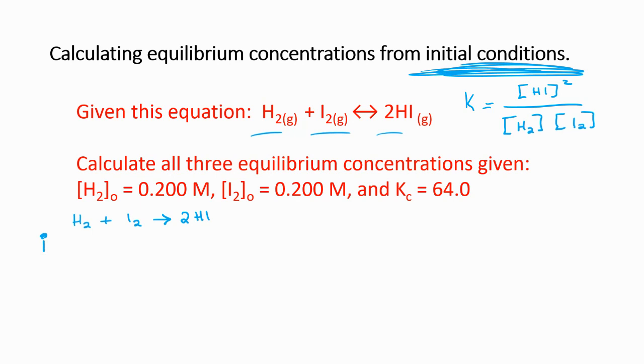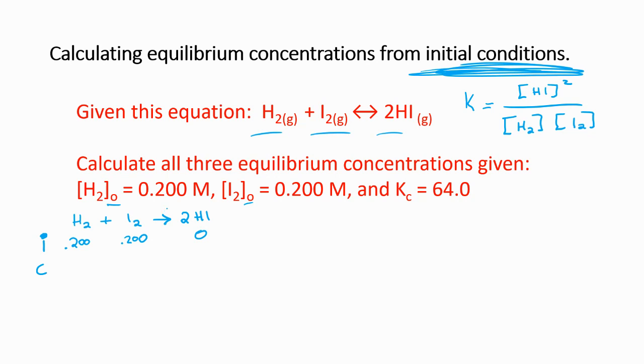An ice table sets out what we call initial conditions. Those are usually given. And so if you look right here, that little zero specifies that those are time zero or initial conditions. And they tell us here we have 0.2 molar H2 and 0.2 molar I2. Because it's not specified, we're going to assume that our initial conditions are such that we don't have any HI. Then we're going to do a change in conditions.